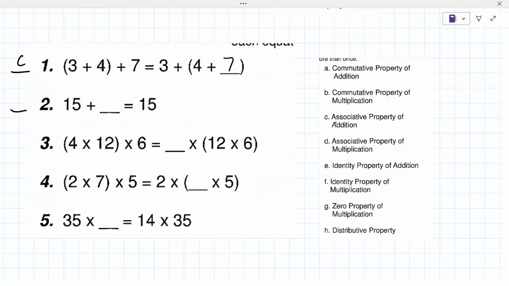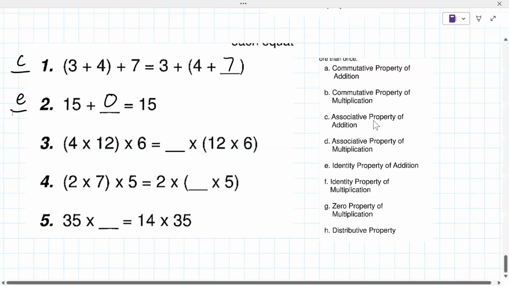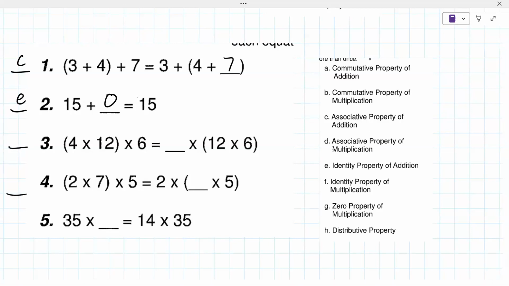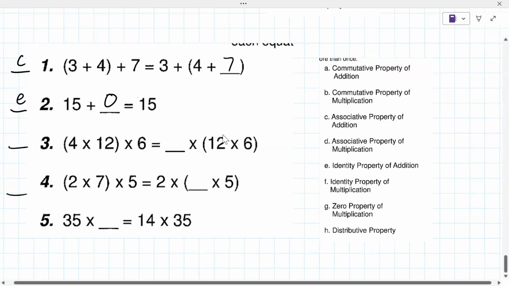Okay, how about number 2? Number 2 is E. Give me the number first. 15 plus 0 equals 15. Yes, good. Okay, keep going. And then for 3, it would be D. Give me the number first. Oh, right. It would be 4, and the answer would be D. Good.